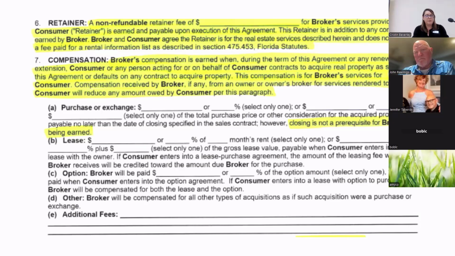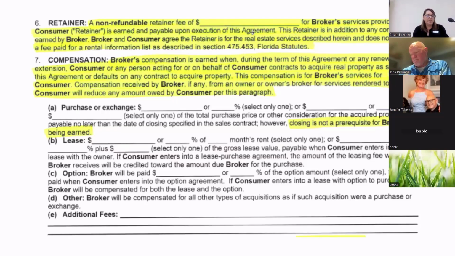Number 7, compensation. This entire first paragraph, I would really kind of go over with them and make sure that you and they understand. So the broker's compensation is earned when, during the term of this agreement or any renewal or extension, consumer or any person acting on behalf of the consumer contracts to acquire real property as specified in this agreement, or defaults on any contract to acquire property. This compensation is for the broker services for the consumer. Compensation received by the broker, if any, from an owner or owner's broker for services rendered to the consumer will reduce any amount owed by the consumer in this paragraph.